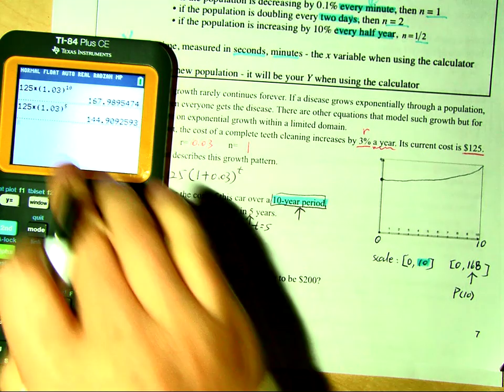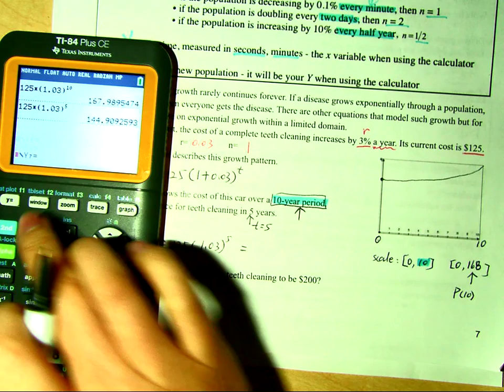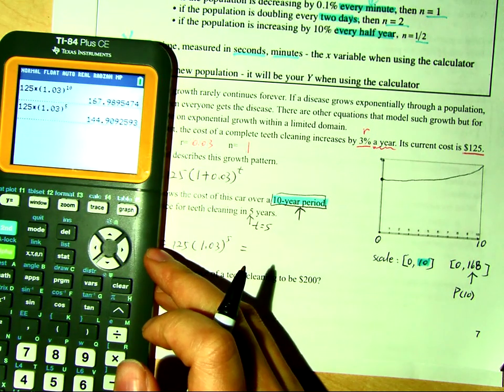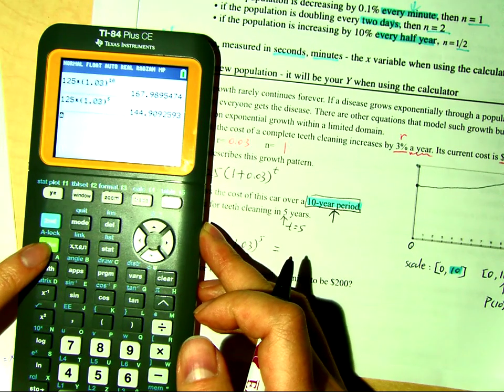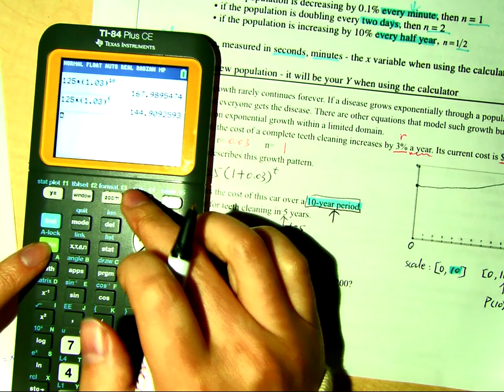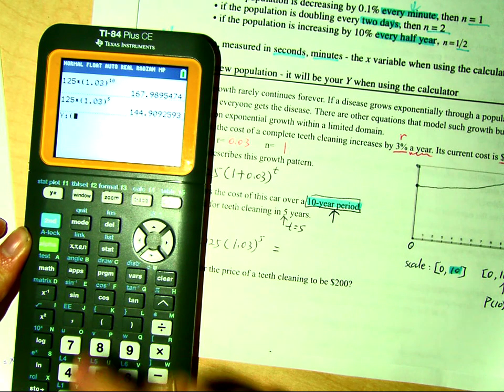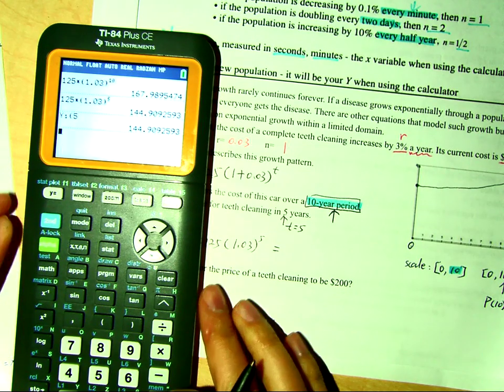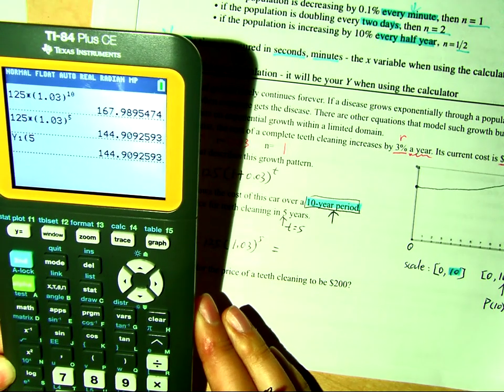Another way, if you don't want to retype this function, we already have a Y1 here. So you can just press alpha, trace, and that will be Y1. And in the parentheses, put your T, enter. You will get the exact same number. This way will spend less time on it.